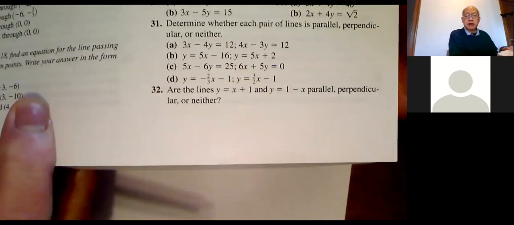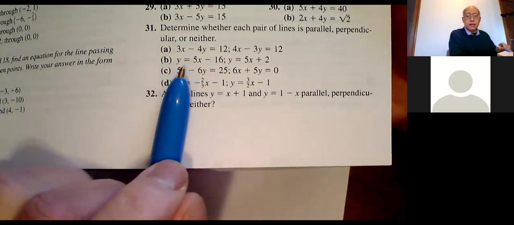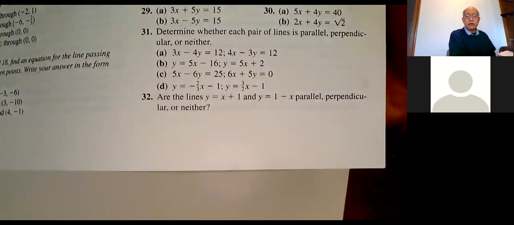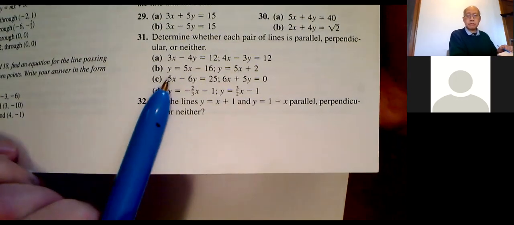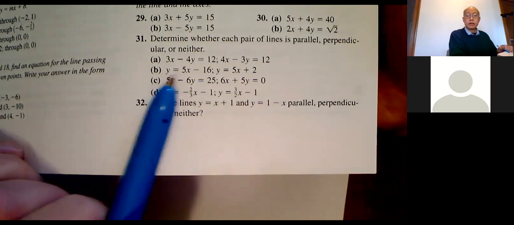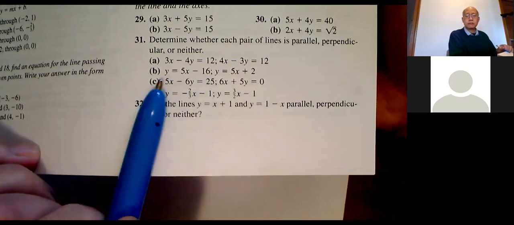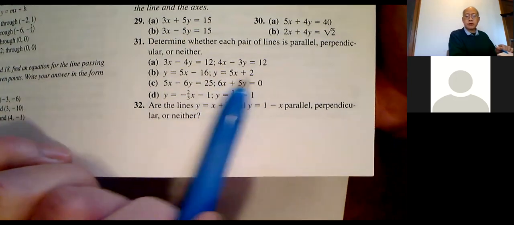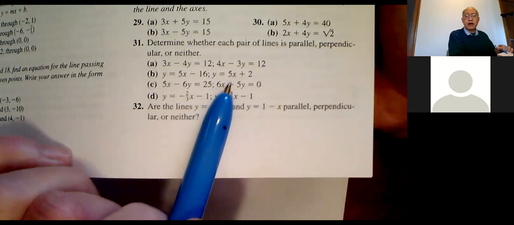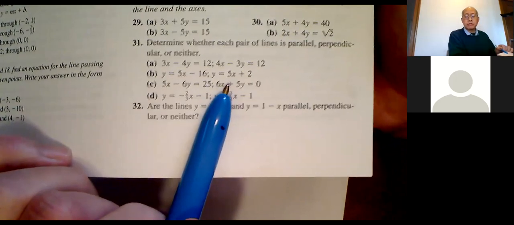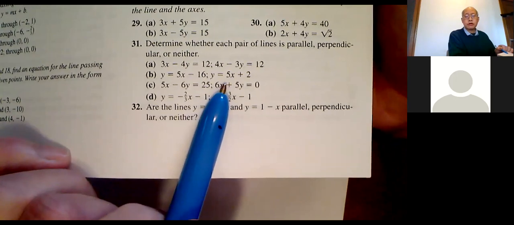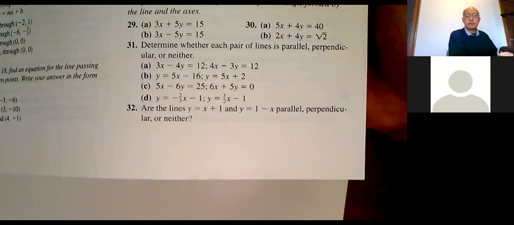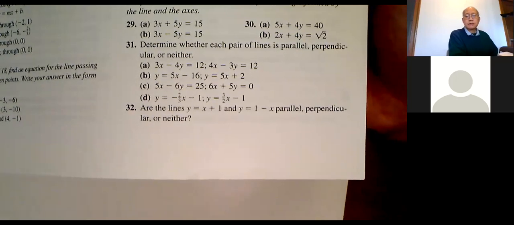B should be much easier. That already looks like y equals mx plus b, right? So what's the slope of this first one? 5. What's the slope of this one? 5. Same slope. So what's our conclusion? They're parallel. Okay, so 31b, put down parallel.